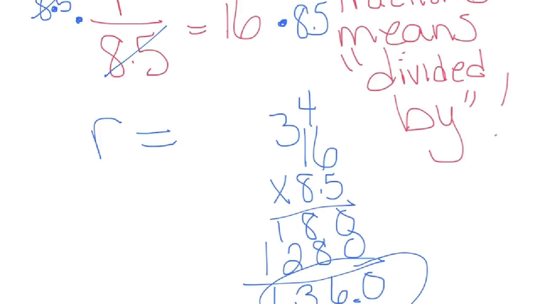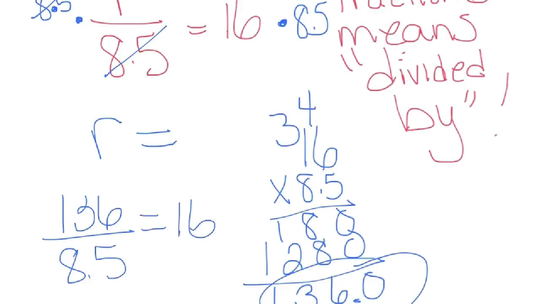We should plug that in to make sure that it is correct. 136 divided by 8.5 should equal 16. If we plug that into our calculator, we will find out that that is correct.